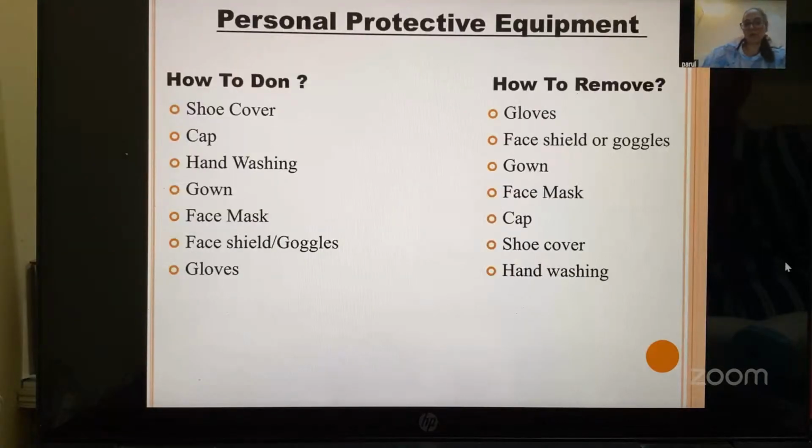And coming over to the personal protective equipment which we need to don and doff when we enter, we start with the shoe cover, cap, then go for the hand washing, gown, mask, goggles and gloves. And we remove it in the opposite order. That is, we first remove the gloves, then the face shield, the gown, the mask, the cap, the shoe cover, and again do the hand washing to go over and over the process again.